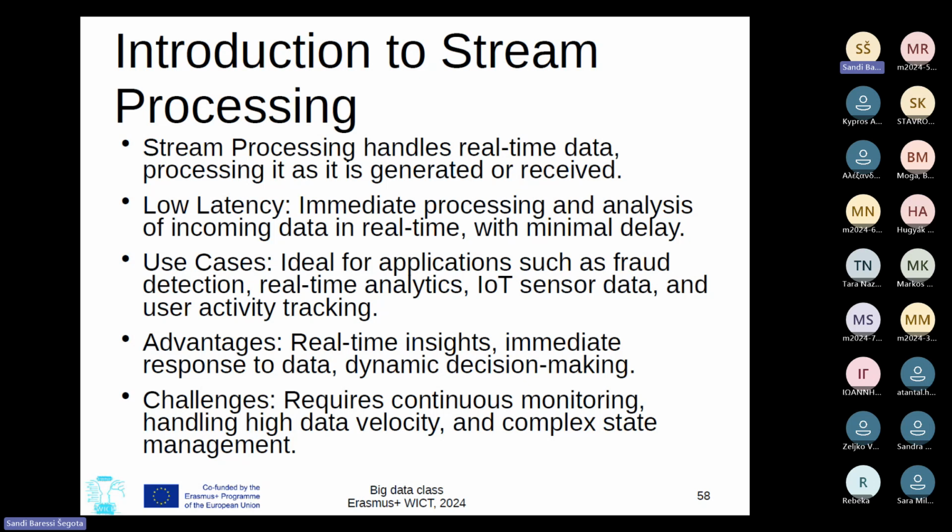With batch processing, it's useful for historical analysis. If you want to look at what was happening, how we are going to adjust our strategy going forward. While with stream processing, you process the data immediately and you can respond to that immediately.